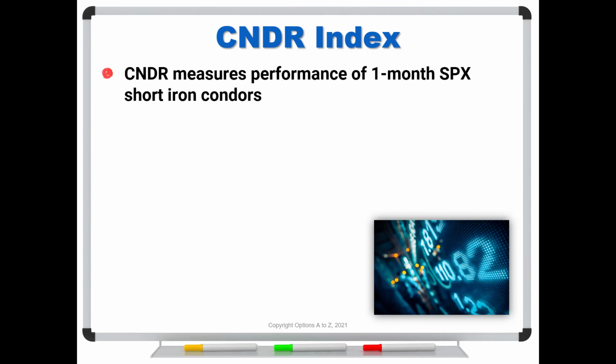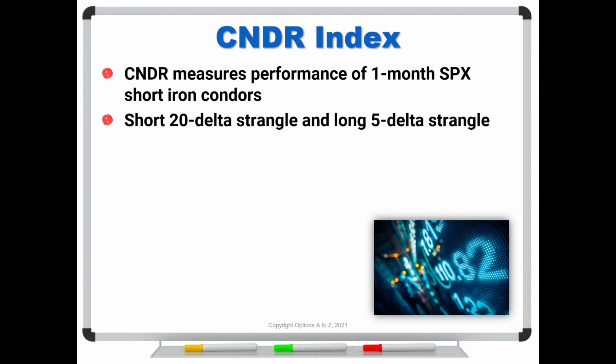Condor measures the performance of 1 month SPX, that's the S&P 500 index, short iron condors. So recall that whenever we have a short iron condor, we are selling options on a net basis. It's a premium collection strategy. It is a credit spread, not that that makes it better, but the iron part means that we are using calls and puts. And what it's going to do is to short the 20 delta strangle, which is the inside set of strikes for that condor, and it will be long the 5 delta strangle, which are the wings.